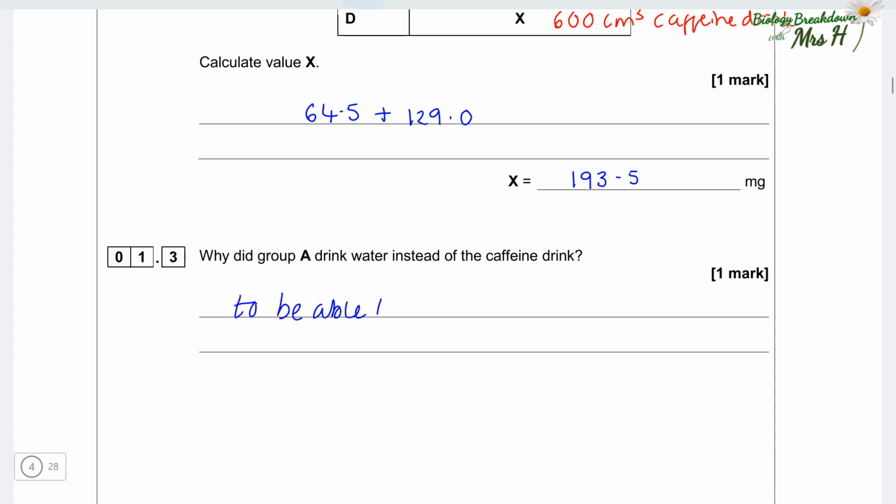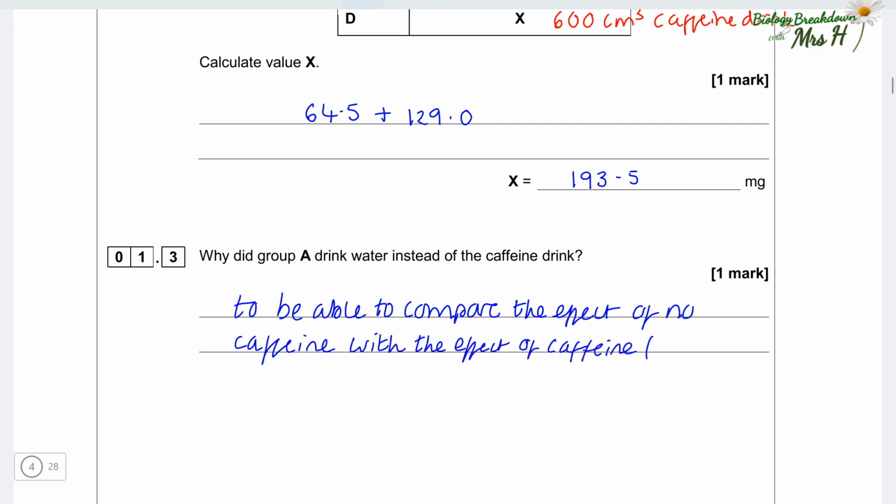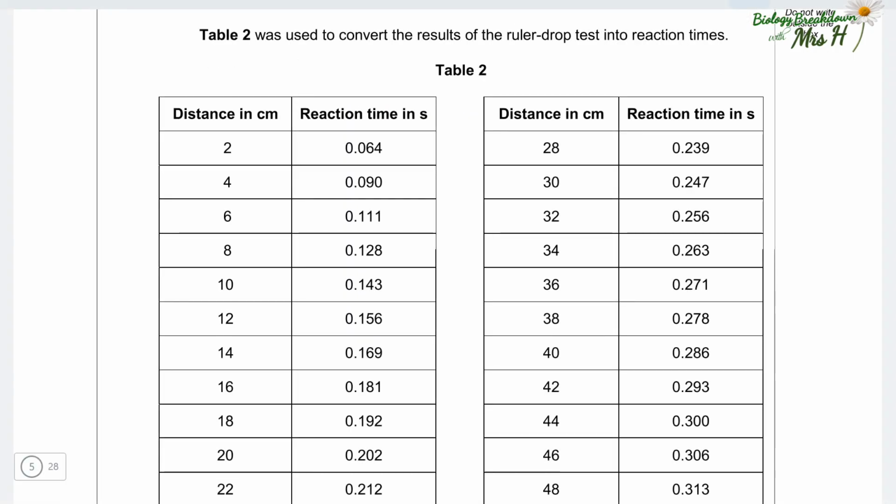Why did group A drink water instead of the caffeine drink? Well, we need to be able to compare the effect of no caffeine with the effect of caffeine, so it's used as a control. Table 2 was used to convert the results of the ruler drop test into reaction times.